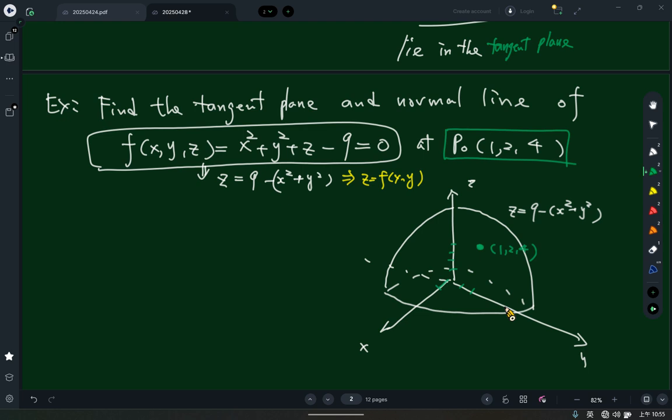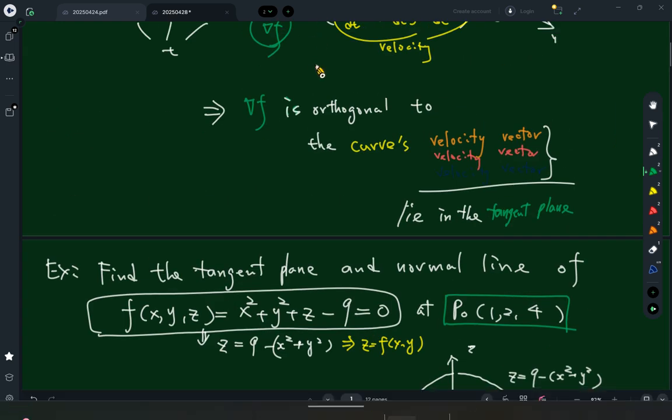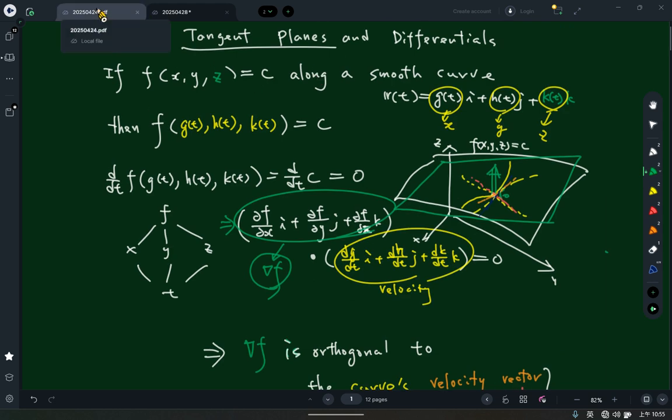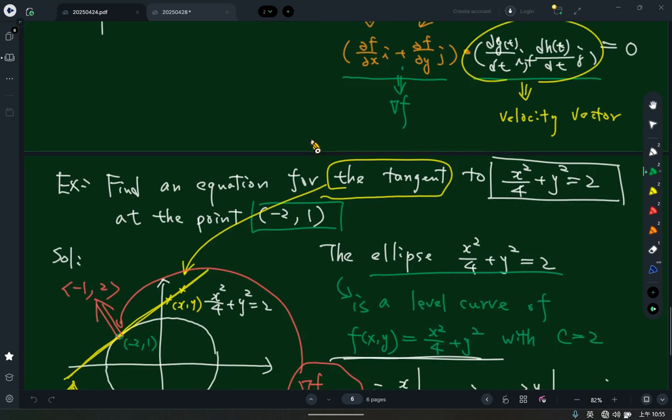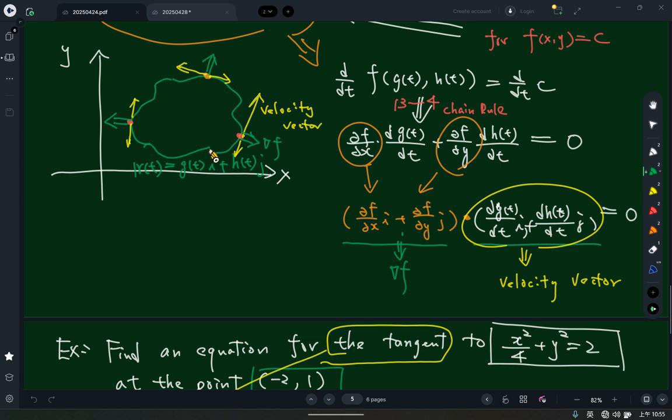Okay, so the question asks you to get the tangent plane. If this is the surface, and I give you the point here, can you get a tangent plane? Just like when we talk about two dimensions: in two dimensions, this is a curve, and this is the tangent line.